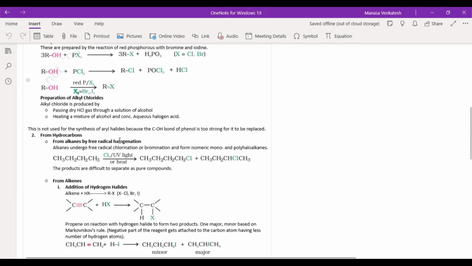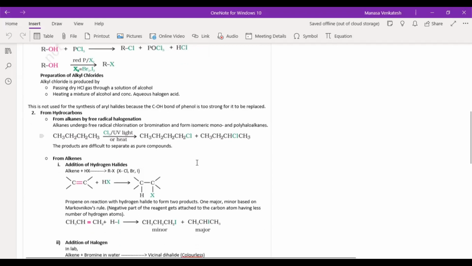Next method is the preparation from hydrocarbons. So the first type is from alkanes, and this is by free radical halogenation. So what happens is, in the presence of UV light, chlorine forms a free radical, and this free radical leads to the formation of various products. You have learned about this mechanism last year. So this leads to the formation of various products, and they're quite difficult to separate as pure compounds, and that is actually a disadvantage with this method.